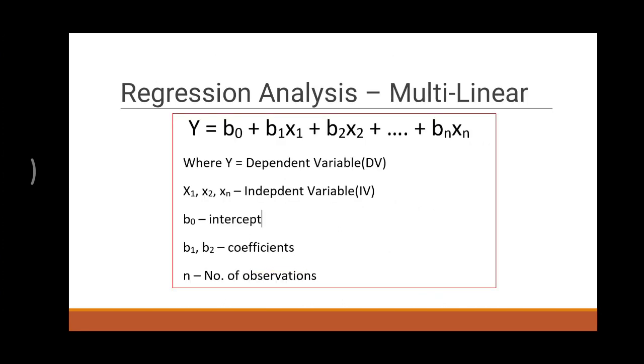Moving on to the multiple linear regression, the equation is given by y is equal to beta naught plus beta 1 x1 plus beta 2 x2 and so on till beta n xn.